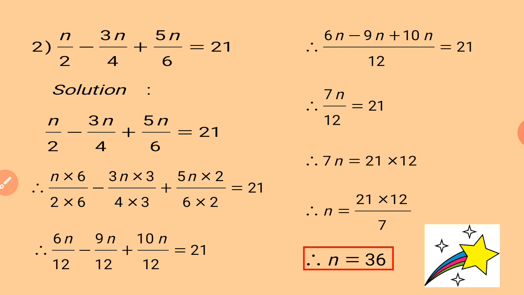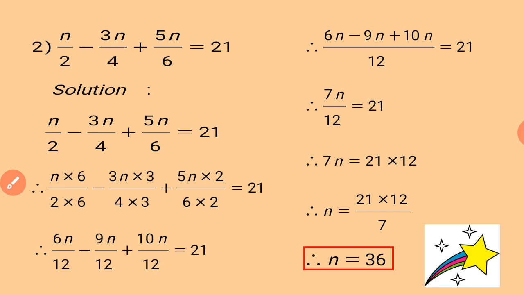So, we have multiplied n by 2 by 6, both in the numerator and denominator, because 2 sixes are 12. Next term is multiplied by 3 because 4 multiplied by 3 gives you 12. And the last one is 6 multiplied by 2 because that also gives you 12. That is the LCM. This is how we proceed.